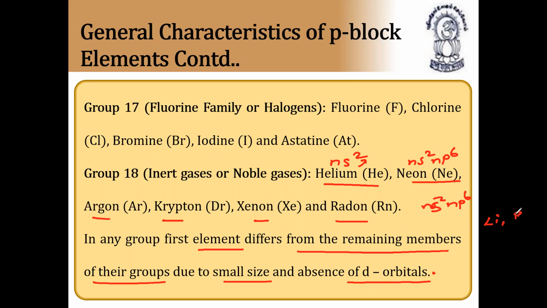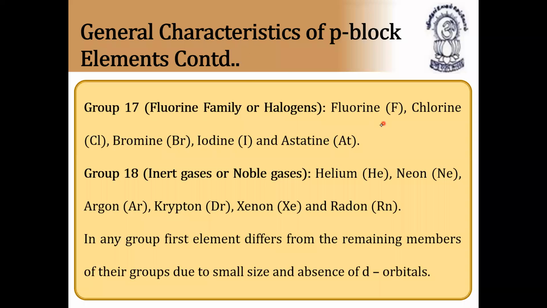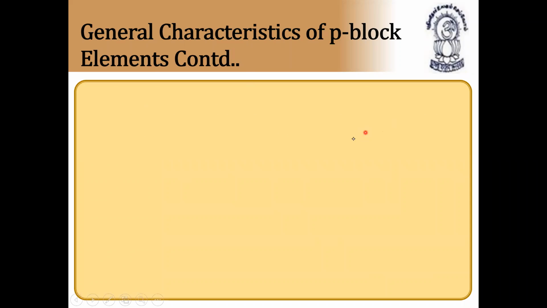In the second group, beryllium is anomalous. Similarly, in the 13th group boron is anomalous, in the 14th group carbon is anomalous, in the 15th group nitrogen is anomalous, in the 16th group oxygen is anomalous, in the 17th group fluorine is anomalous, and in the 18th group helium is anomalous. In all the groups, the first elements are anomalous to the remaining family members due to their small size and absence of d orbitals. Please make a note in your classwork. These PPTs should be written in the classwork, then only can you understand easily.